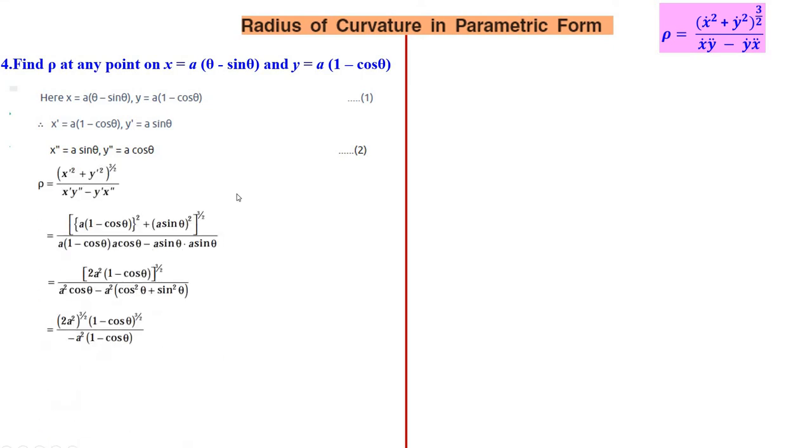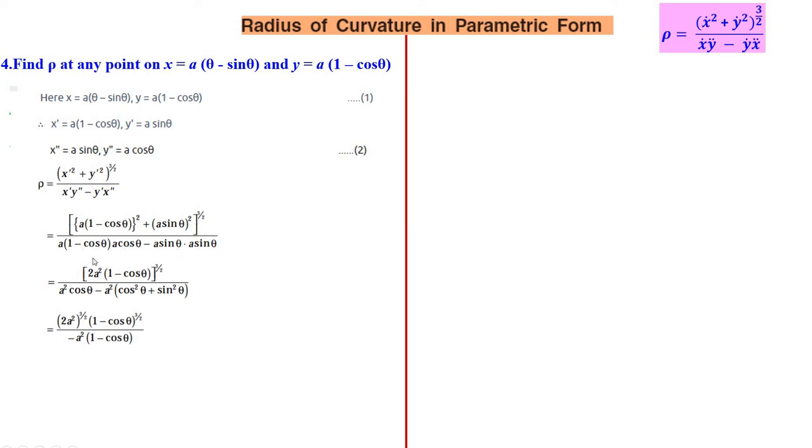So we have x dot square plus y dot square whole thing raised to 3 by 2 over x dot y double dot minus y dot x double dot, that is our radius of curvature in the case of parametric form. Just substitute these values, x prime square you have, and then y prime square whole thing raised to 3 by 2, and x prime is this, y double prime is this, minus you have this y prime to be a sin theta and x double prime to be a sin theta.